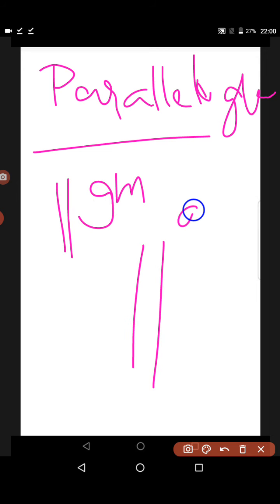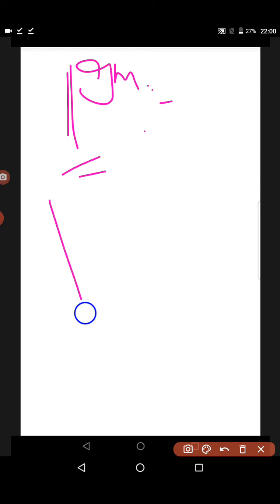So actually parallelogram has a shortcut, okay? I'll show you now. Parallel lines with GM on top. This is a parallelogram. You will be studying this. So I am putting its shortcut so that it will be easy for me. Parallelogram. Let's draw it.